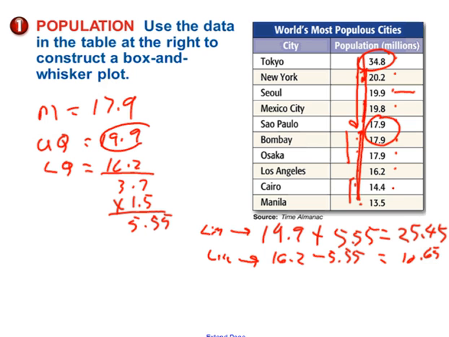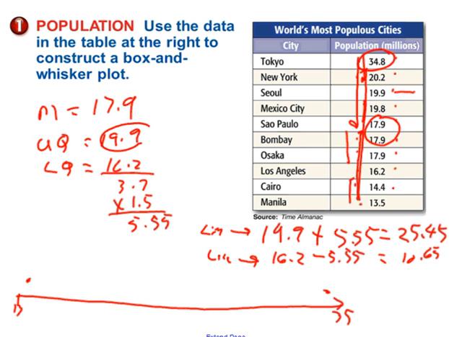I'm going to start with a number line here and make sure it includes all the values that I have. The lowest value is going to be greater than 13. The highest value is going to be less than 35. So I'm going to plot the extremes here. It's 13.5, which would be about right here. The highest value is 34.8, which would be about right here.